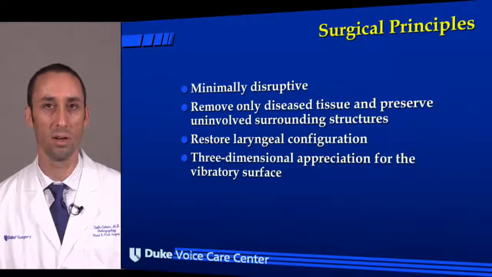So our surgical principles are we want to be minimally disruptive. We only want to remove the diseased tissue. We have to preserve the uninvolved structures that are surrounding us, the lamina propria, the vocal ligament, and the epithelium. And we want to restore the laryngeal configuration. And we have to have a three-dimensional appreciation of what that configuration is when we're working under the microscope to do this.